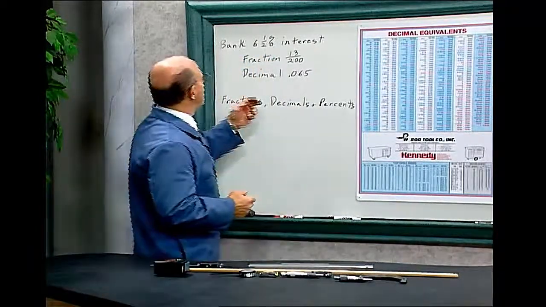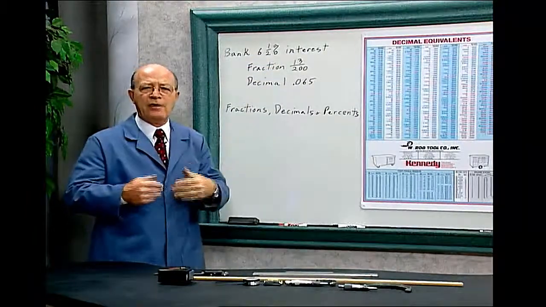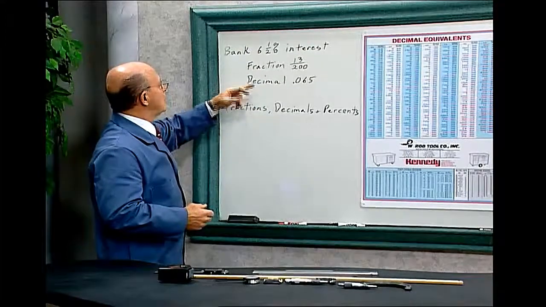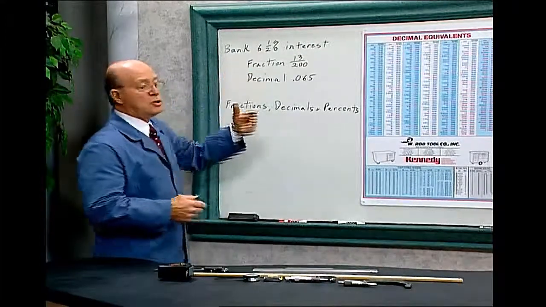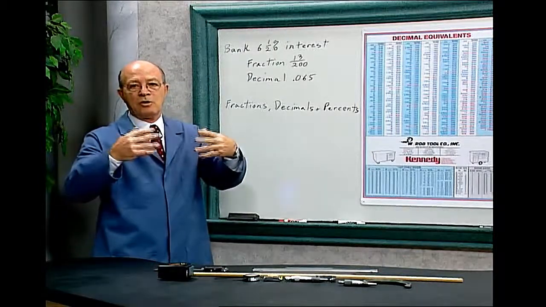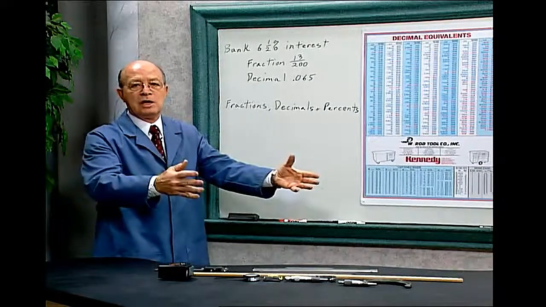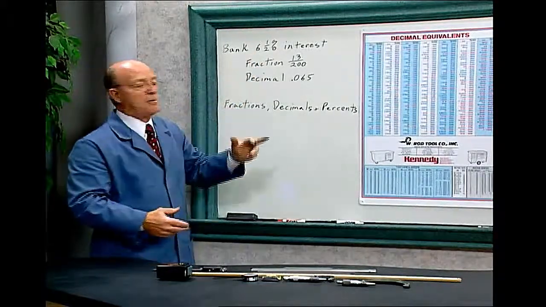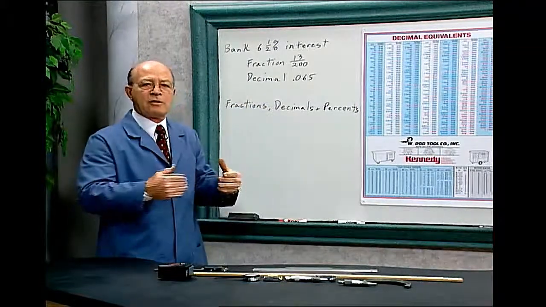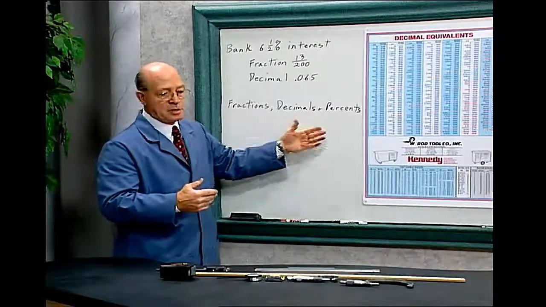For instance, if the bank is offering 6.5% interest, that's a very convenient number to use, 6.5%. If they said fraction, it's 13/200th, that'd be kind of awkward, wouldn't it? The bank is offering 13/200ths interest rate for your CD. It's much more convenient to say 6.5%. Or they could say 0.065, but they don't do that. So it's a matter of convenience many times whether you use fractions, decimals, or percent.